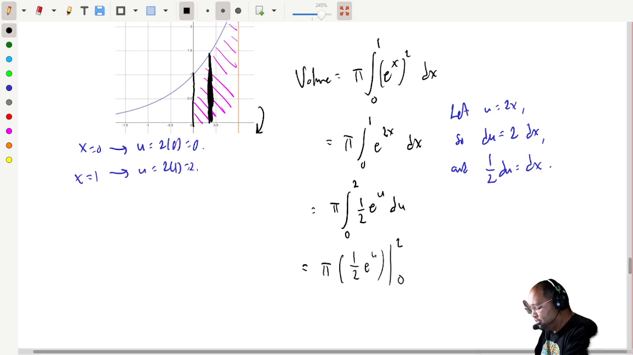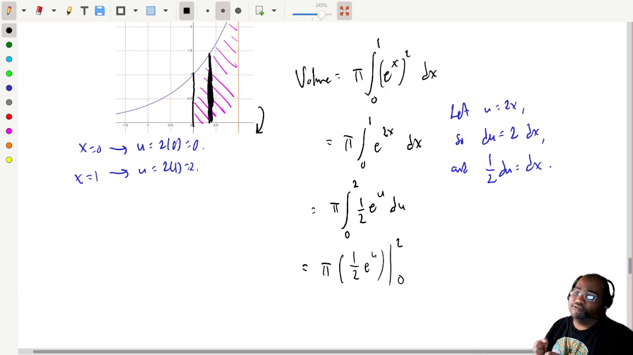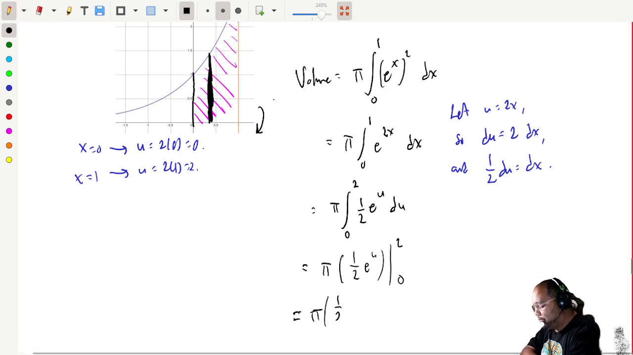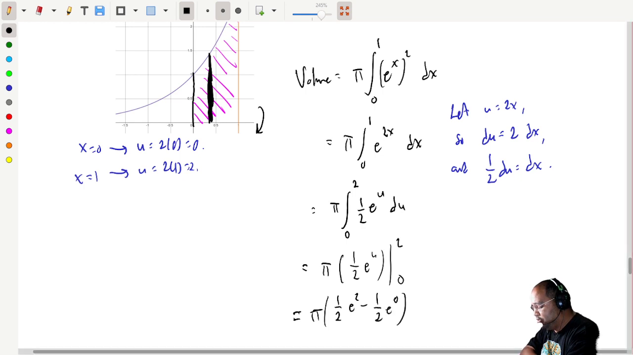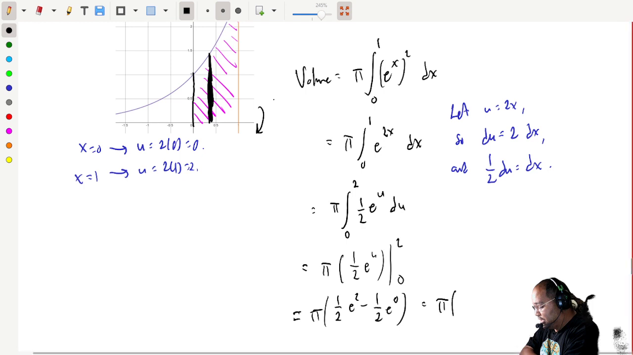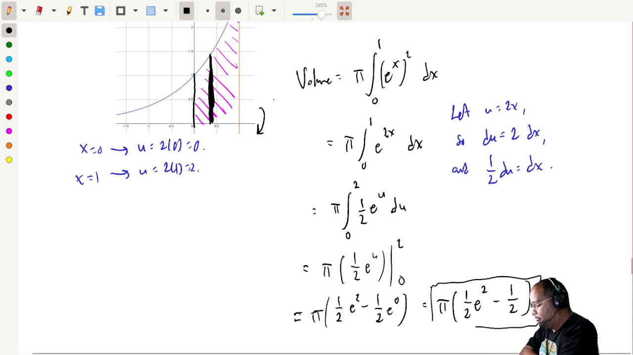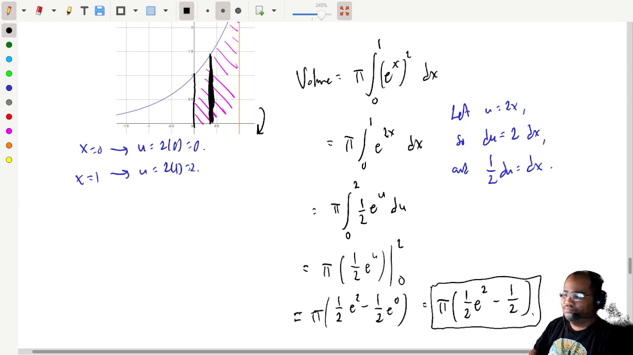Evaluated between 0 and 2. Now be careful here, because evaluating this at 0 doesn't give us 0. What it does give us is something nice. Pi times 1/2 e squared minus 1/2 e to the 0. e to the 0 is 1. So when I clean all this up, I just get pi times 1/2 e squared minus 1/2. And that's our volume. That's our volume right there.